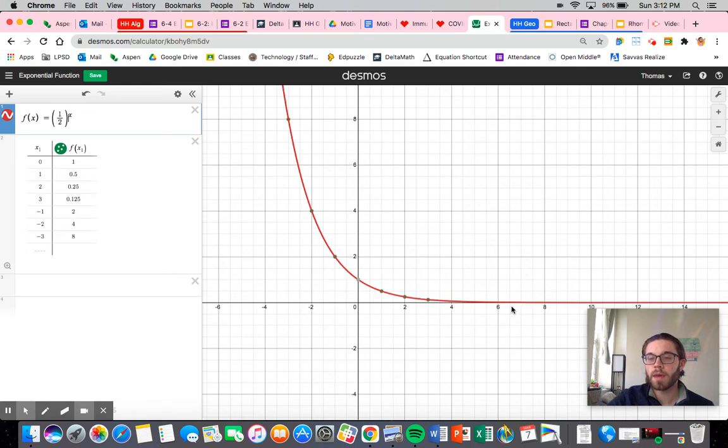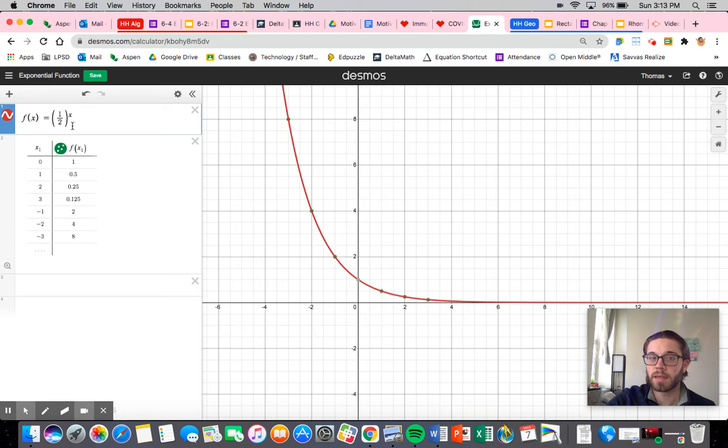My asymptote is still the x-axis. It's still not touching 0. It's getting close, but it's still not touching. My y-intercept is still 0, 1. The only thing that is different is that now in quadrant 2, I have that really far up to infinity really quickly. And then in quadrant 1, this is where I'm getting closer and closer to 0. That's just coming from the fact that I have 1/2 as my ratio, right?